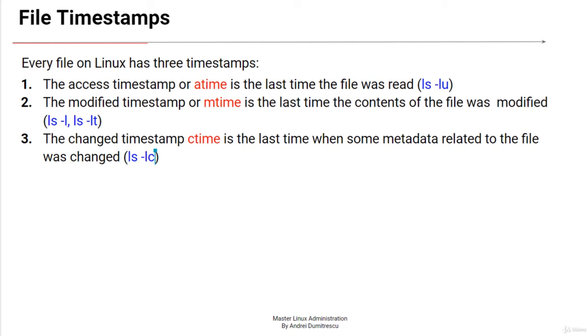Let's go ahead and talk about file timestamps. Every file on Linux has three different timestamps: the access timestamp, or ATime, the modified timestamp, or MTime, and the changed timestamp, or CTime.